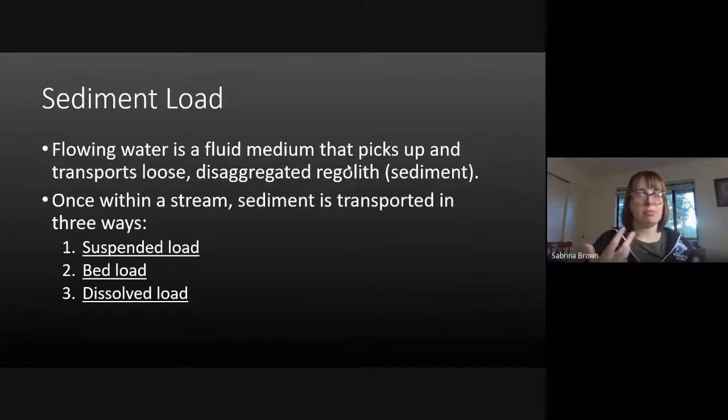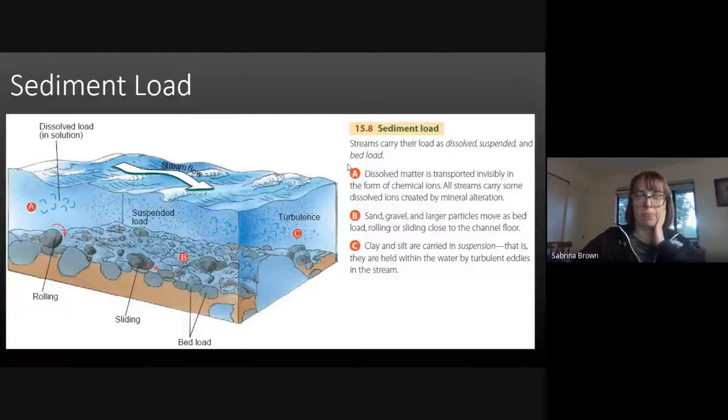And so anytime you have any dissolved ions in water, we would refer to those as the dissolved load. So here's a diagram showing what our suspended load looks like. Those are our small particles. Our bed load's down here rolling, jumping along the bottom. It's too heavy to be carried in the water. And then our dissolved load are those ions that we can't see, but we call them carried dissolved, right? They're invisible in the form of chemical ions.